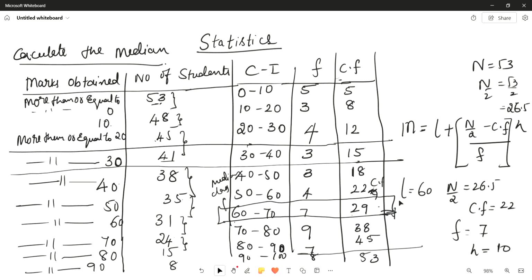For mode, forget the CF column. Take the f. In this, the highest value is what? 9. So this will be the modal class. According to that you take the values, that's all, no?